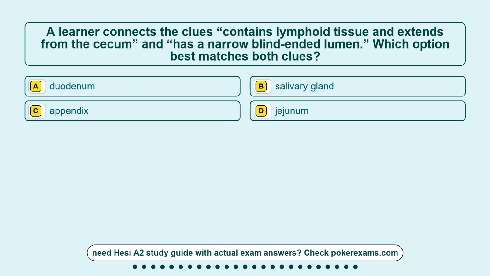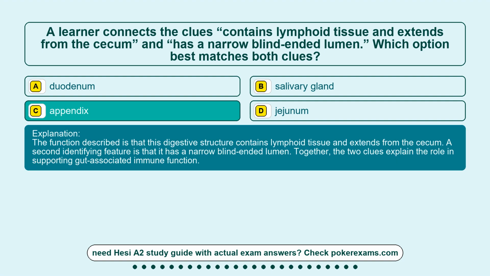Question 23. A learner connects the clues: contains lymphoid tissue and extends from the cecum, and has a narrow blind-ended lumen. Which option best matches both clues? Option A, duodenum. Option B, salivary gland. Option C, appendix. Option D, jejunum. The correct answer is option C, appendix.